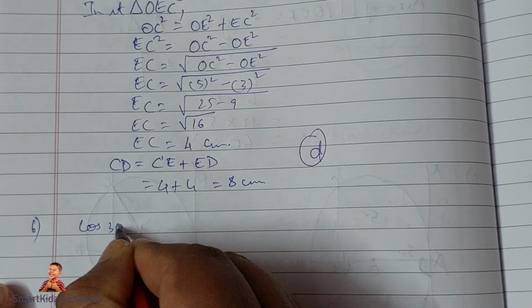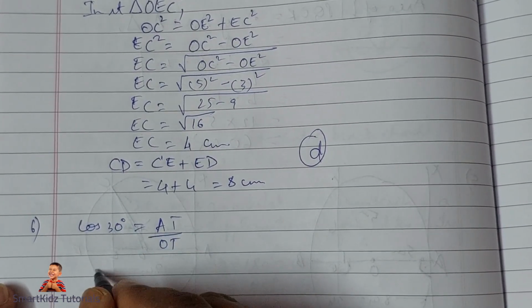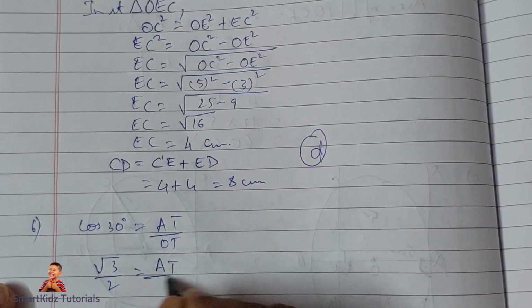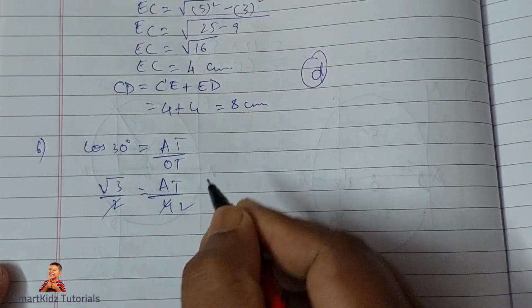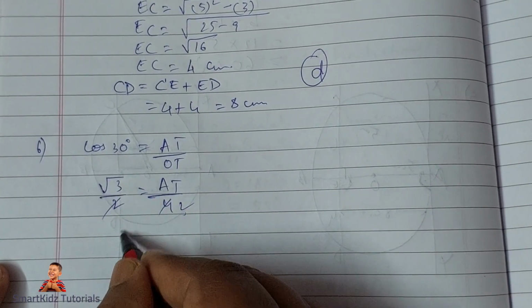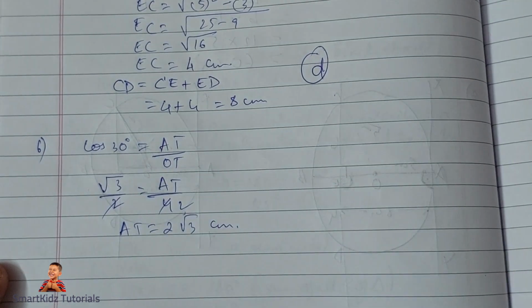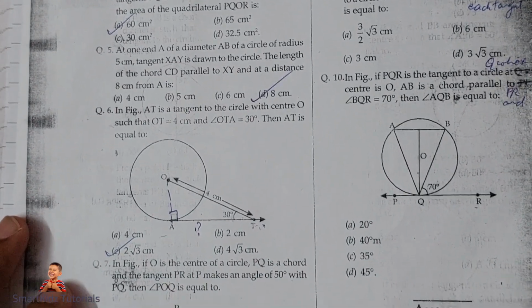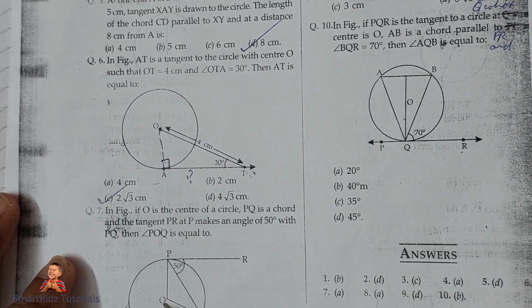Let's take cos of 30 degrees is equal to AT upon OT. Cos of 30 degrees is root 3 upon 2. AT is what we need to find out, and OT is given to us as 4. 2 into 2, 2 to the 4. This goes and cross multiplies over there. So we get AT is equal to 2 root 3 centimeter. So our correct choice would be C, 2 root 3.